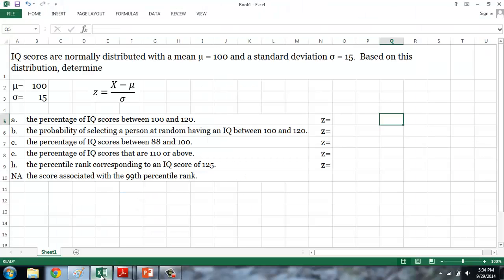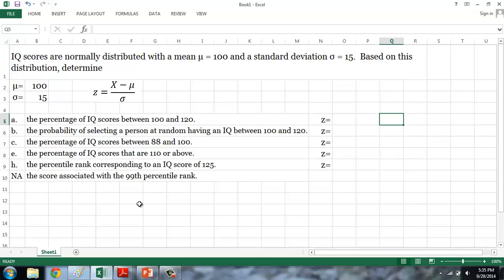In order to calculate percentages and probabilities under a normal curve, we have to convert scores into standard scores, or z-scores. A z-score tells us how many standard deviations away from the mean a particular score is. And here's the formula for calculating z-scores. The only variables that you need to calculate a z-score are a score, a mean, and a standard deviation. The mean and the standard deviation are provided in the question, so all we have to do is input different scores into the formula to convert them into z-scores.